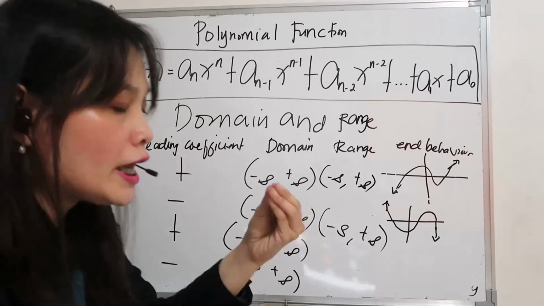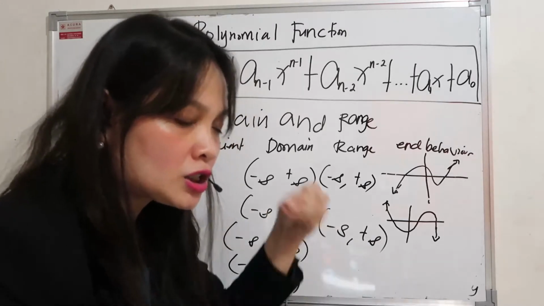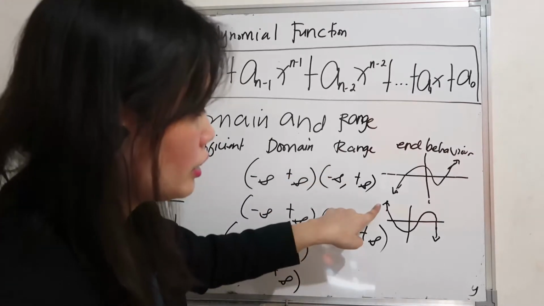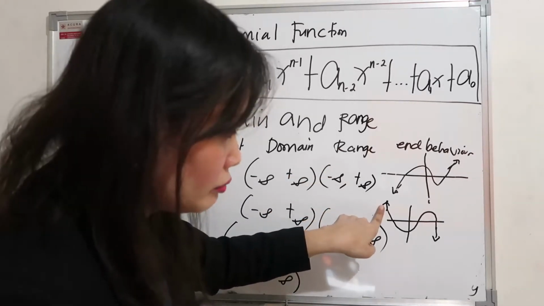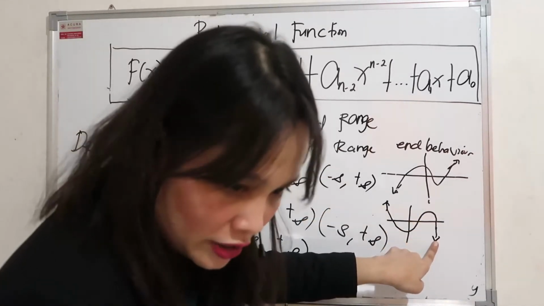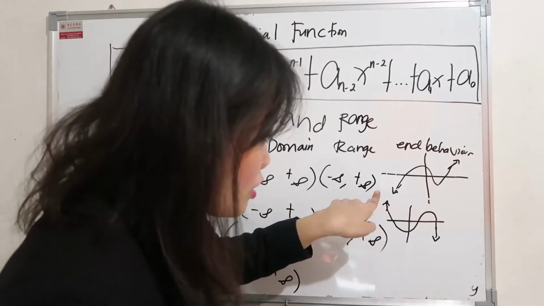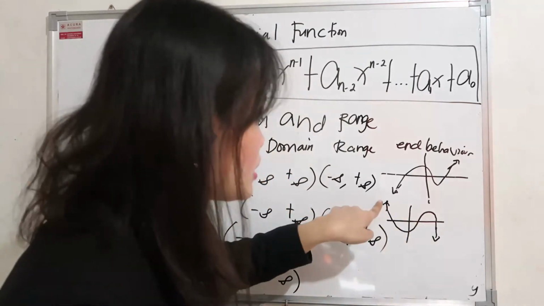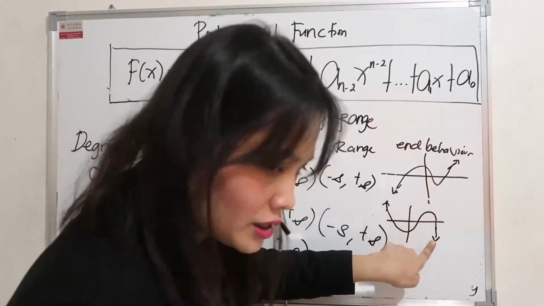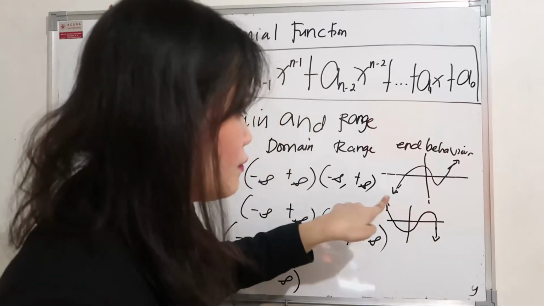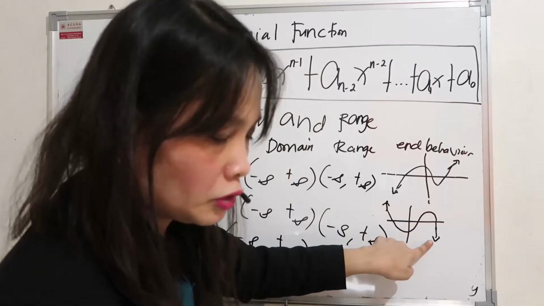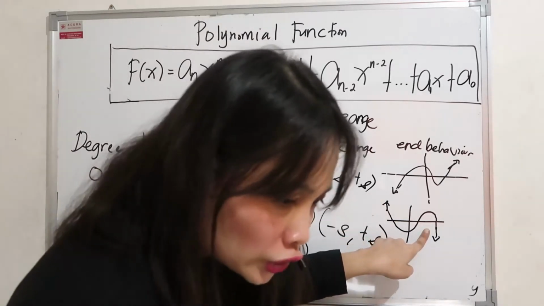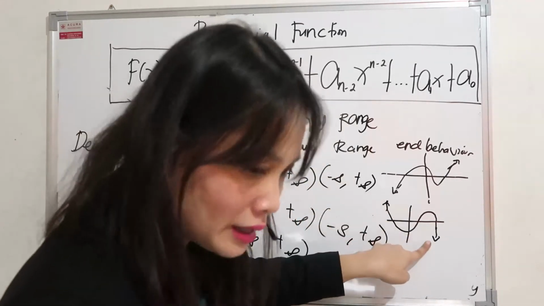So what would be your end behavior? When we say end behavior, the starting and then the ending point of your graph. So meaning, it starts with the second quadrant, going to the fourth quadrant. Okay? Second quadrant, going to the fourth quadrant. Or in short, left up, right down. Okay?